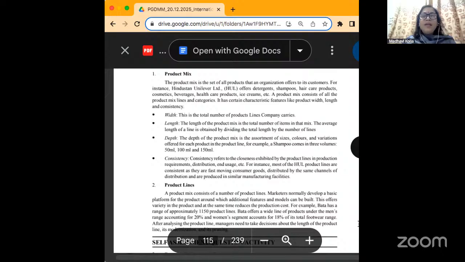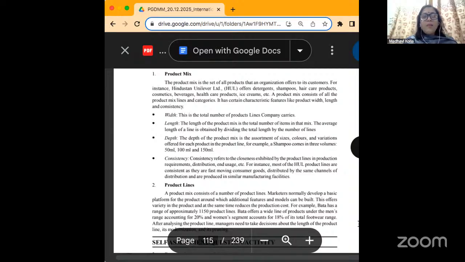What is the depth? The depth of the product mix is the assortment of sizes, colors, and variations offered for each product in that product line. For example, a shampoo may come in 3 volumes: 50 ml, 100 ml, 150 ml. We also, in a rural setup, or even in an urban setup, now talk in terms of sachets, tubes, and gels for shampoo. So there are multiple variations that occur. This is called the depth.